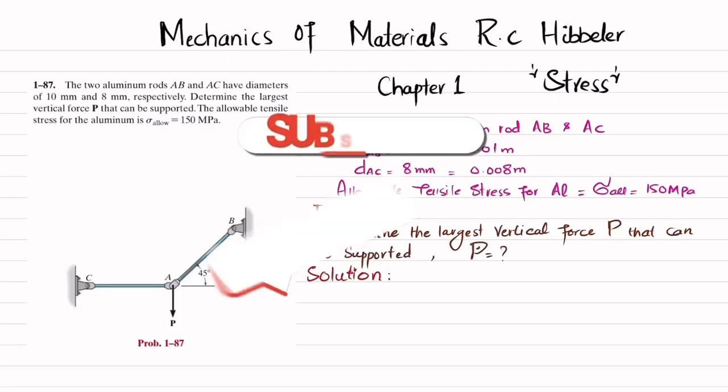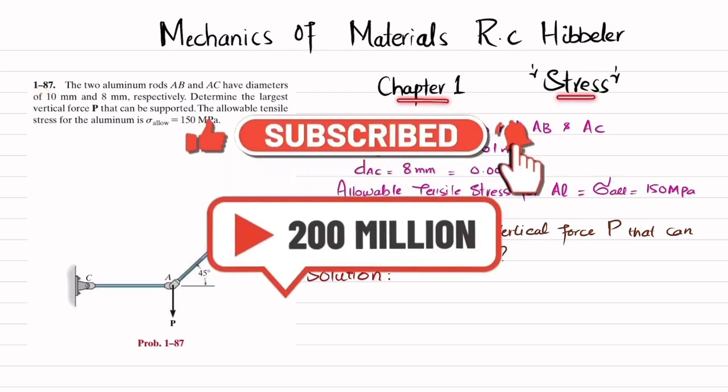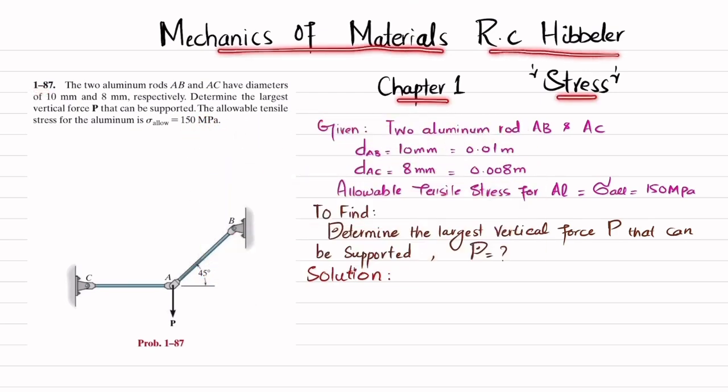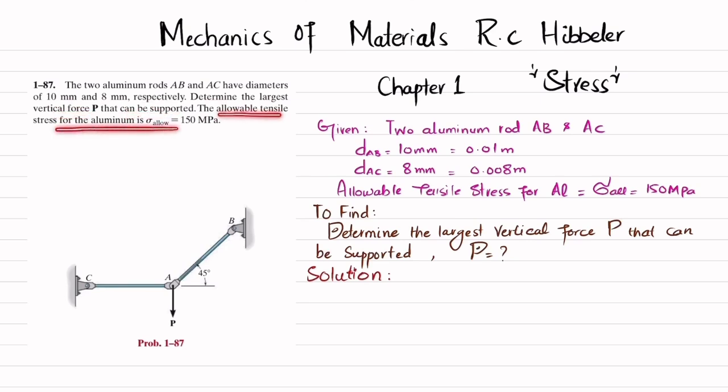Welcome back. In this video, we are going to solve problem 1-87, taken from chapter 1, Stress, and the book name is Mechanics of Materials by R.C. Hibbeler. The statement is: the two aluminum rods AB and AC have diameters of 10 mm and 8 mm respectively. Determine the largest vertical force P that can be supported. The allowable tensile stress for aluminum is 150 megapascal.